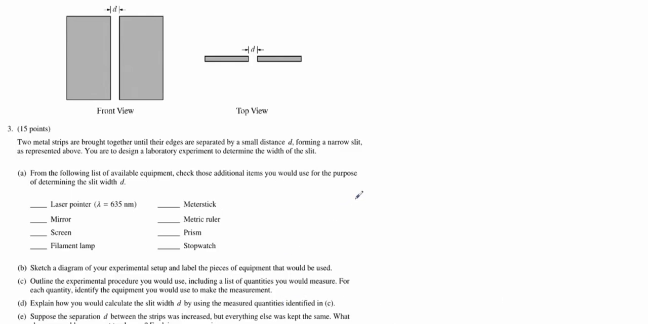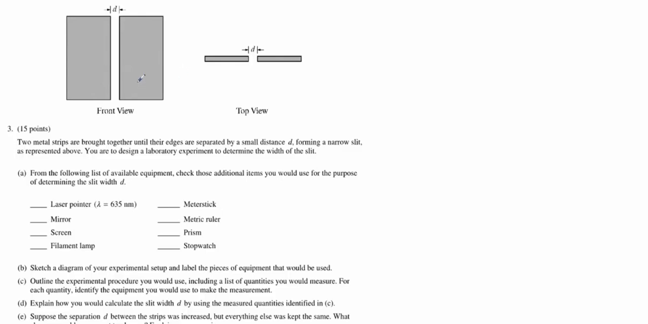Alright, this is number 3 from the 2011 AP Physics B exam. This is primarily a modern physics problem, and we've got the interference problem. In this case, it's going to be a single slit interference pattern.